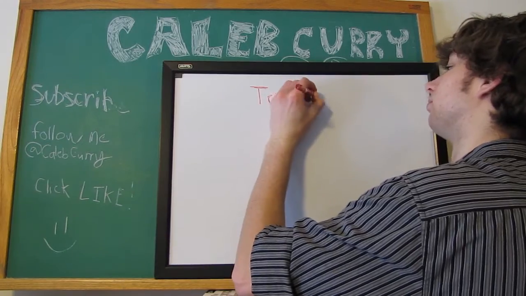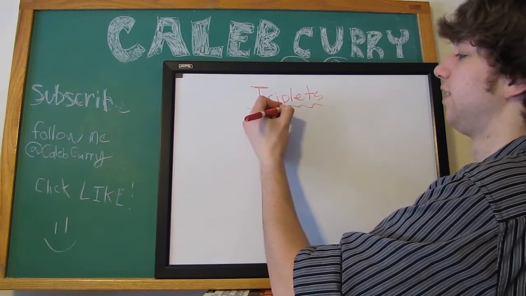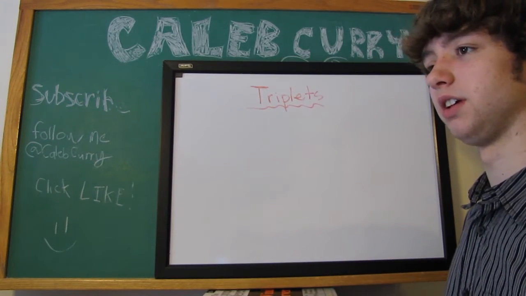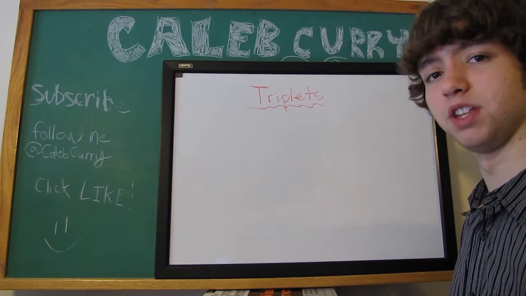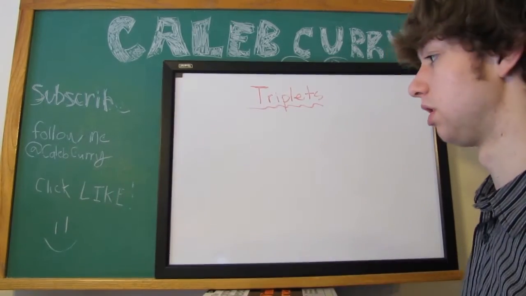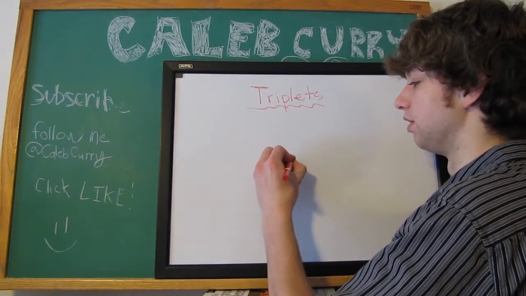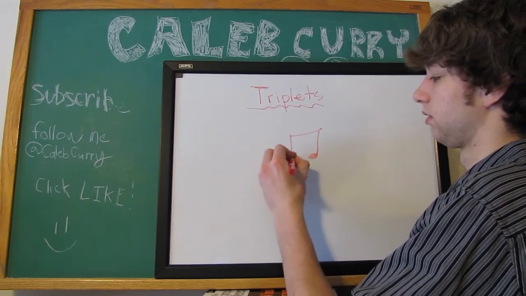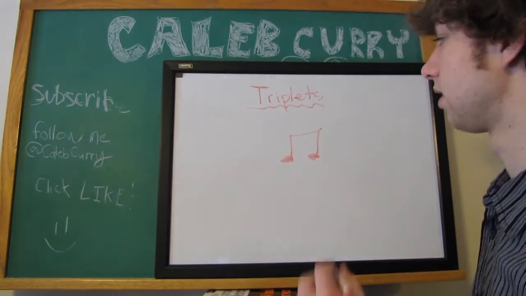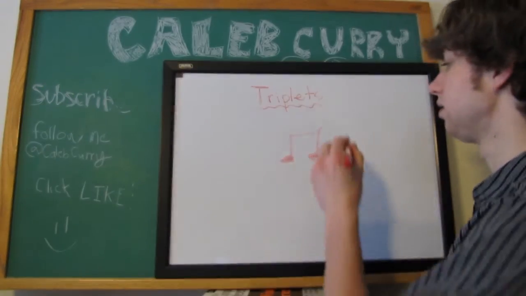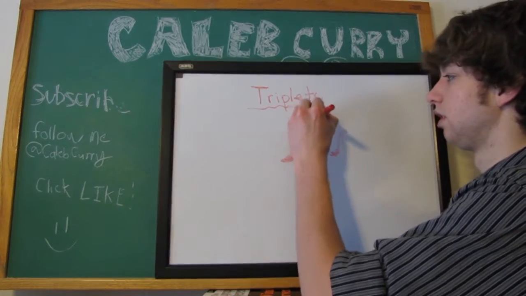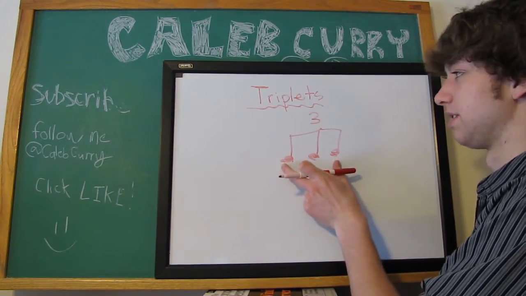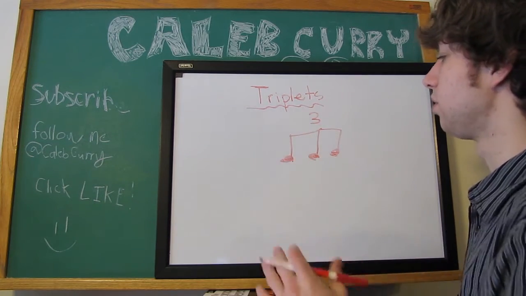Triplets. Not like children, like music notes. So, what a triplet does is it offsets the beat a little bit to fit 3 for every time there's 2. So for example, if I have eighth notes, and I have 2 of them, that is 2 eighth notes. If I created a triplet, I'd be fitting 3 notes in the same amount of space as the eighth notes. So that will offset the beat.